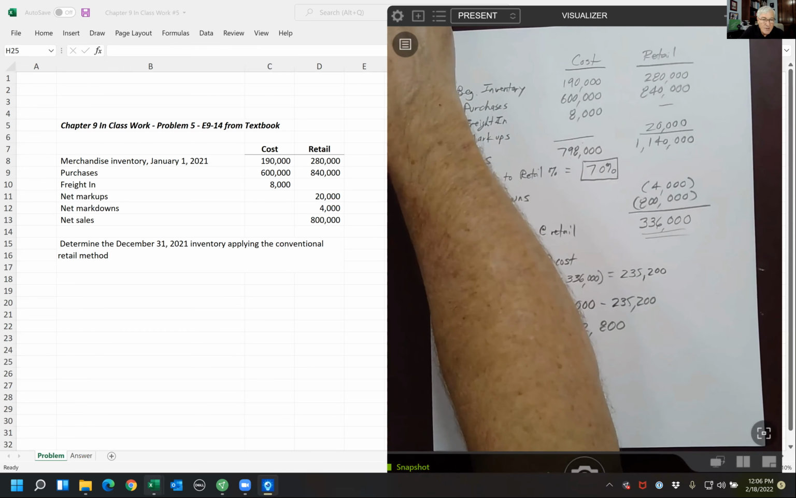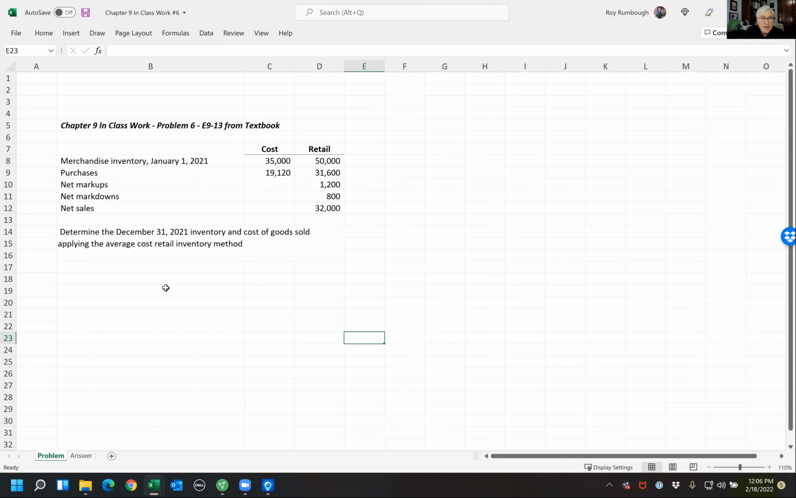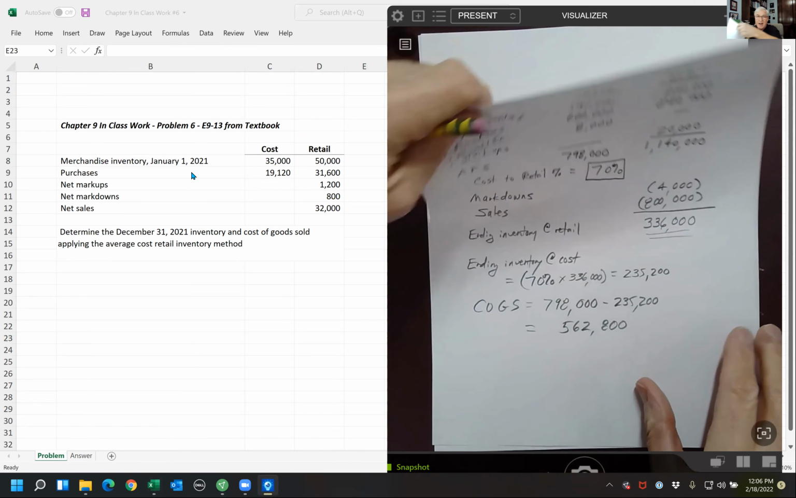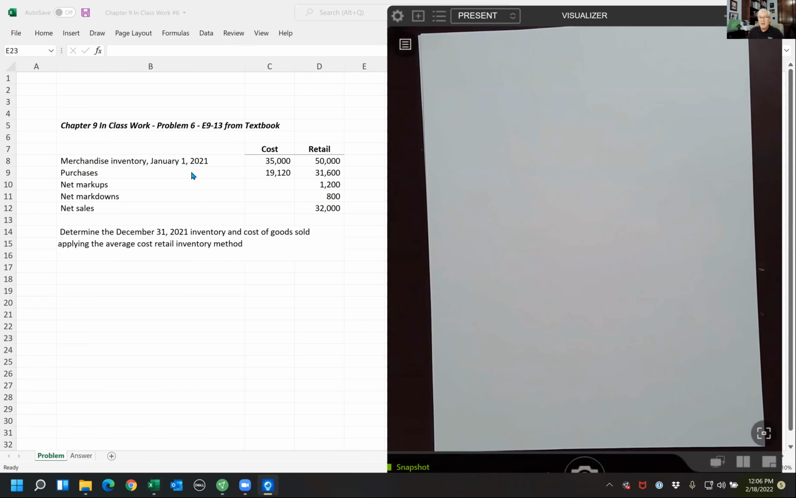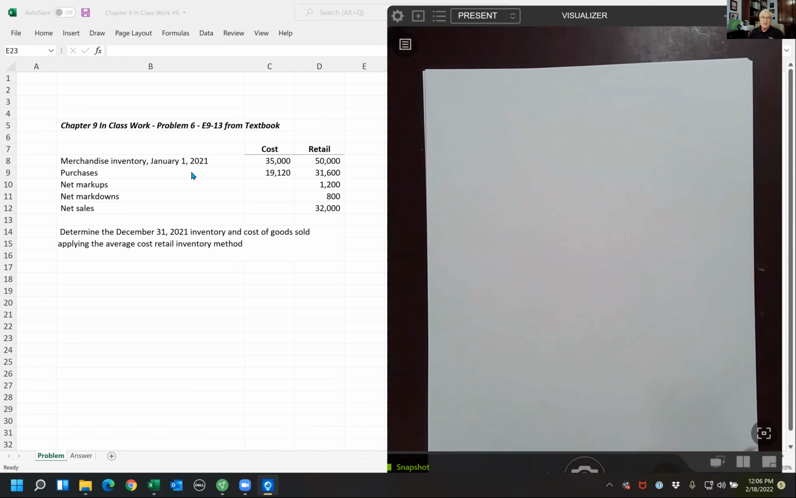And then our last problem is going to be another retail inventory method, but it's going to use the average cost method. So now that we just worked that one, hopefully you could do that. You could try to work it on your own, pause your video, work this, and come back and see if you get the same answer that I do.